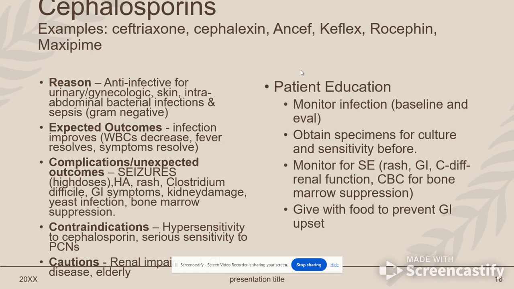Contraindications, again, are any previous hypersensitivity to cephalosporin, or if you have a serious sensitivity to penicillin. Cautions: renal impairment, GI disease, and elderly. We need to monitor their infection, obtain specimens again before we administer, and monitor for the same things: GI symptoms, looking at their CBC, their renal function, bone marrow suppression. Make sure that we give with food to prevent GI upset.